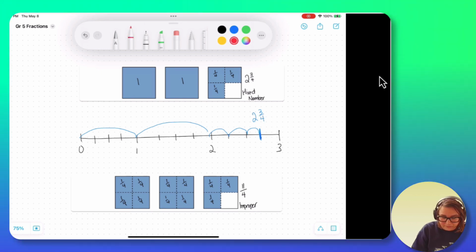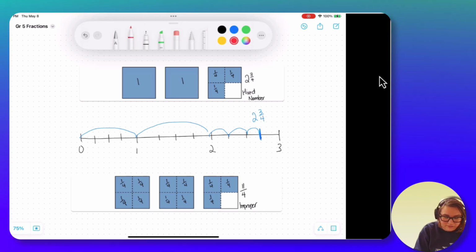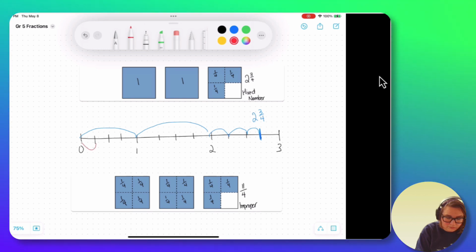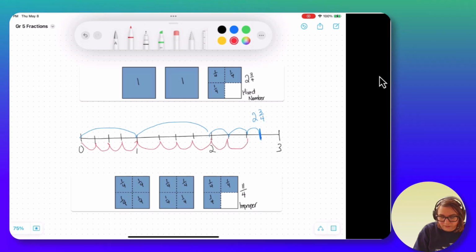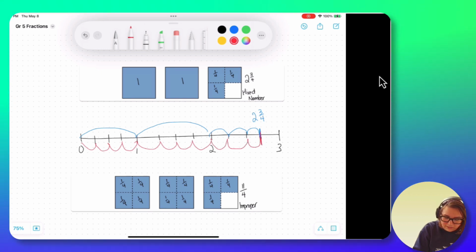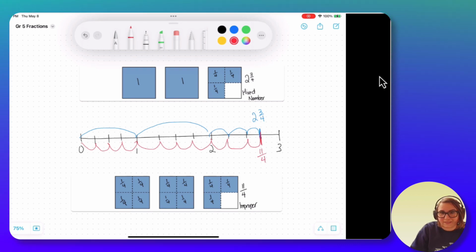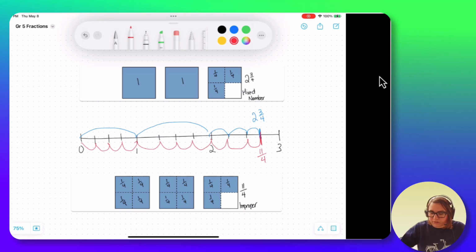Now, as an improper fraction, we're looking at unit fractions. So to represent this, we can say 1/4, 2/4, 3/4, 4/4, 5/4, 6/4, 7/4, 8/4, 9/4, 10/4, 11/4, and it ends up right here. And so we want students to recognize that both of these numbers end up on the same point in the number line. Though our linear model looks slightly different for each, they represent the same thing. They are equivalent ways of representing the same number.